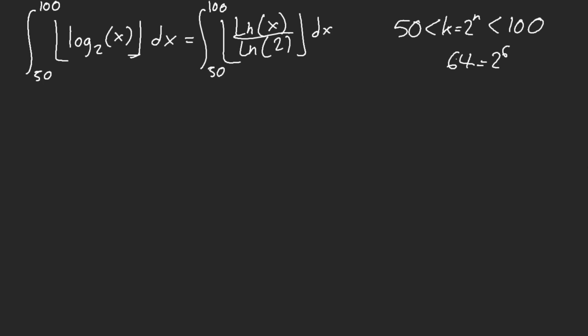So, what that means is that we split it at 64: 50 to 64, and 64 to 100. If 64 is here, ln of 64 is ln of 2 to the power of 6, then this whole thing would equal 6. So the floor function from 64 to 100 would equal 6. Because the next one is 128, and we're not going to reach that. So we don't have to worry about splitting another.